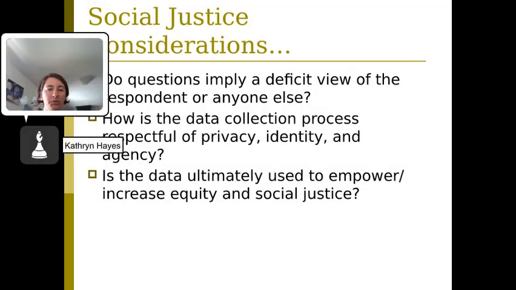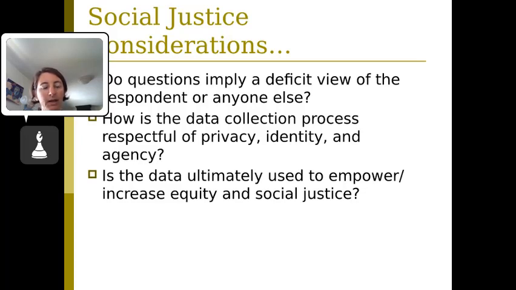Finally, there may be some social justice considerations. Really think about, does your question imply a deficit view of the respondent or of anyone else? It's very easy when asking questions of people who have less power to imply in those questions that they may not be as worthy of respect or that they may do something wrong. Think about how the data collection process respects their privacy, their identity, and their agency.